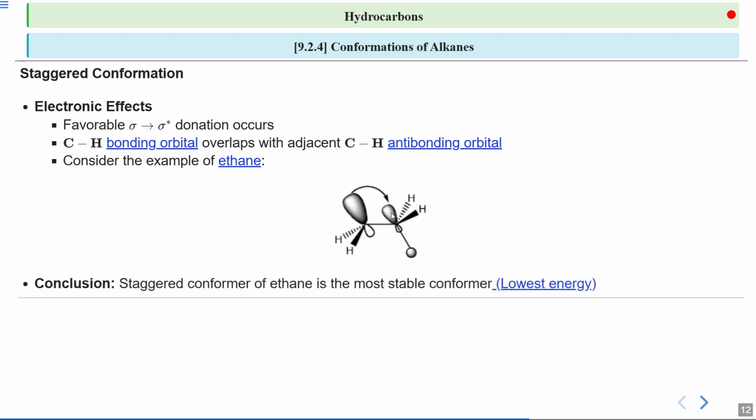So we can say that staggered conformations are the most stable conformers. Not only do they have minimum torsional and steric strain, they have an extra factor for stabilizing them, which is this electronic factor, where the electron is delocalizing from a sigma to sigma star. This is the reason your staggered conformation is the most stable one.